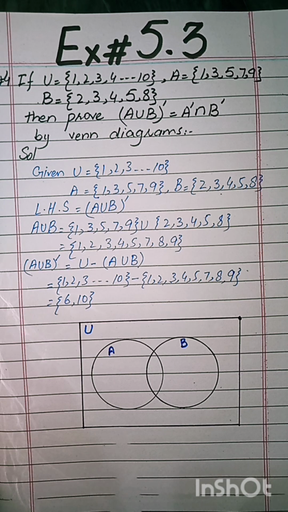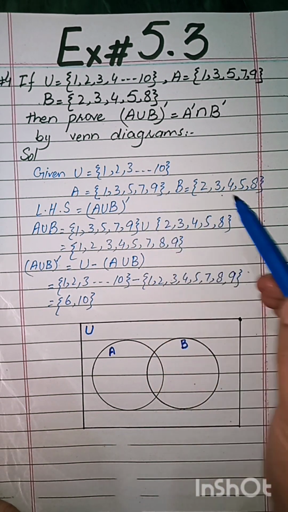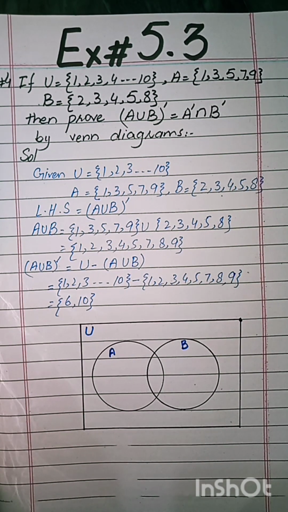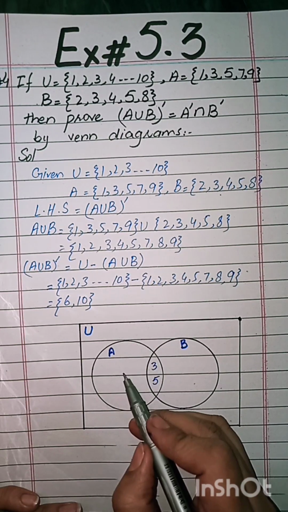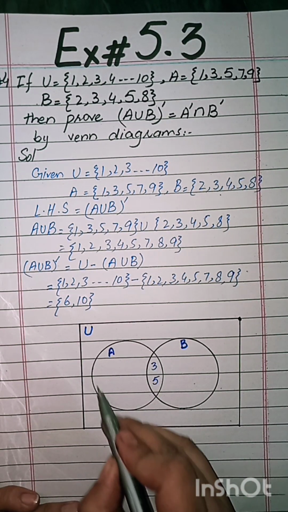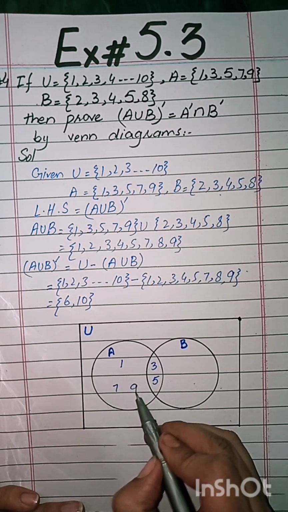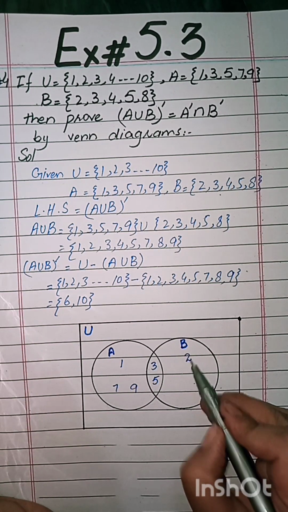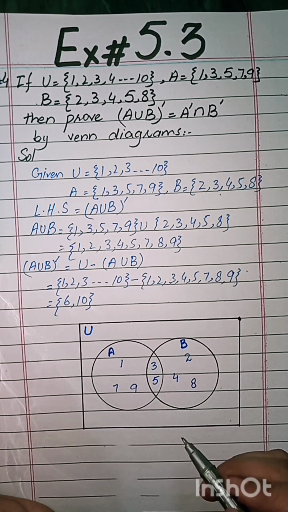So now we have to write the elements. The set A is 1, 3, 5, 7, 9 and the set B is 2, 3, 4, 5, 8. So the common elements are 3 and 5. And this is the representation of the set A: 1, 3, 5, 7, 9, and B set: 2, 3, 4, 5 and 8.